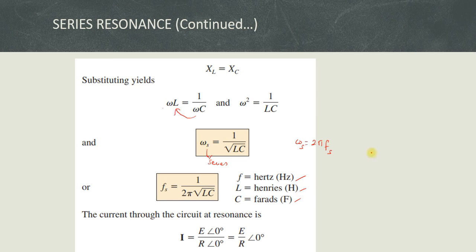So the current through the circuit at resonance: I'm already told that at the resonant condition my circuit looks like a pure resistance circuit. In a resistive network, the current and voltage are in phase, as shown here. There is no phase shift between my current and voltage, so I equals E divided by R. The phase shift is 0 degrees here.